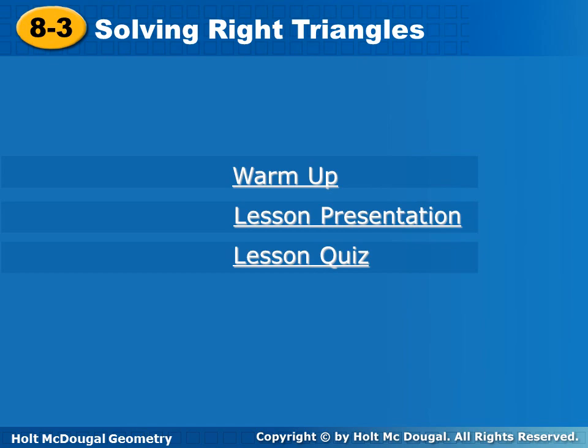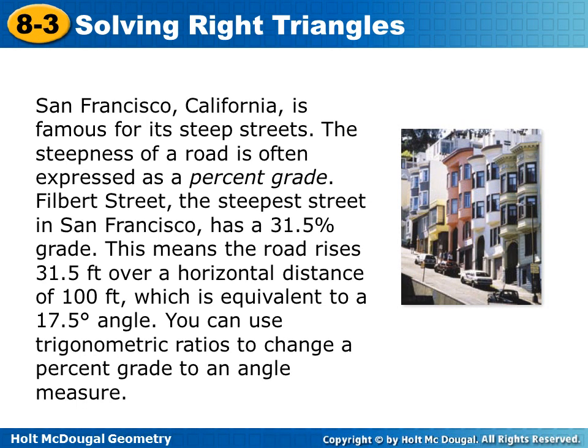Today we're going to talk about solving right triangles with trigonometry. San Francisco, California is famous for its steep streets. The steepness of a road is often expressed as a percent grade. Filbert Street is the steepest street in San Francisco. It has a 31.5% grade.